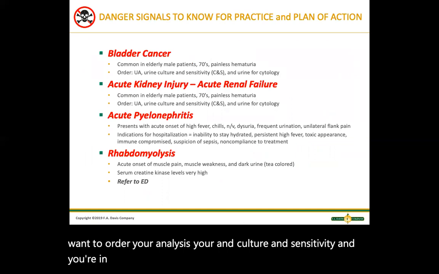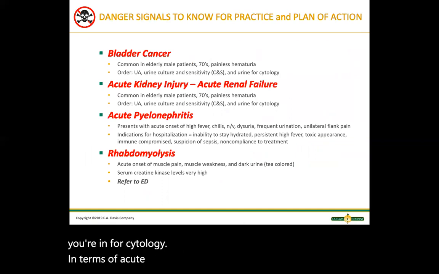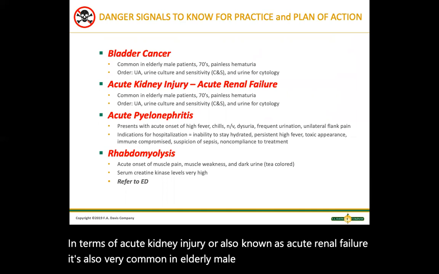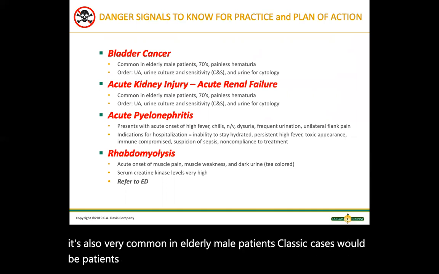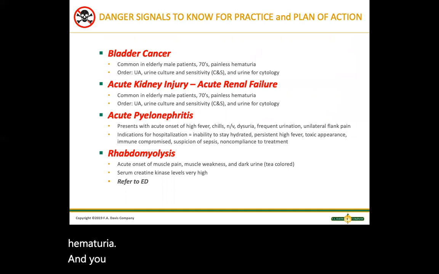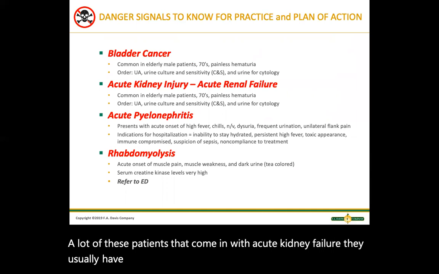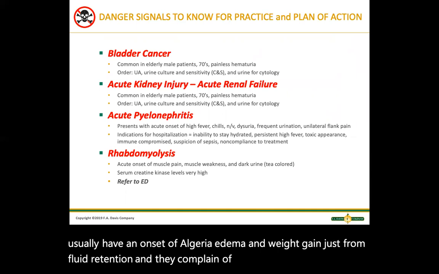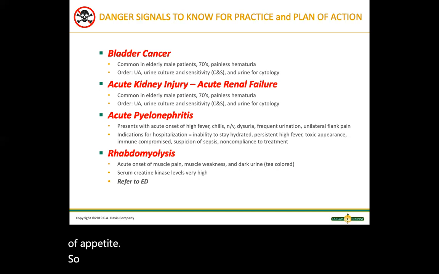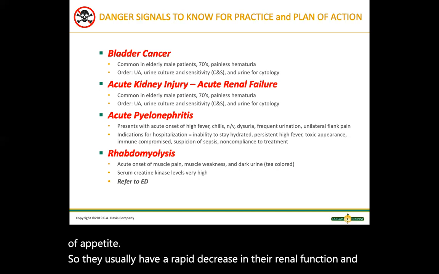urine for cytology. In terms of acute kidney injury, also known as acute renal failure, it's also very common in elderly male patients. Classic cases would be male patients in their 70s, also complaining of painless hematuria. And you want to order similar things as for bladder cancer. A lot of these patients that come in with acute kidney failure usually have an onset of oliguria, edema, and weight gain just from fluid retention, and they complain of lethargy, nausea, and a loss of appetite. So they usually have a rapid decrease in their renal function and an elevated serum creatinine.